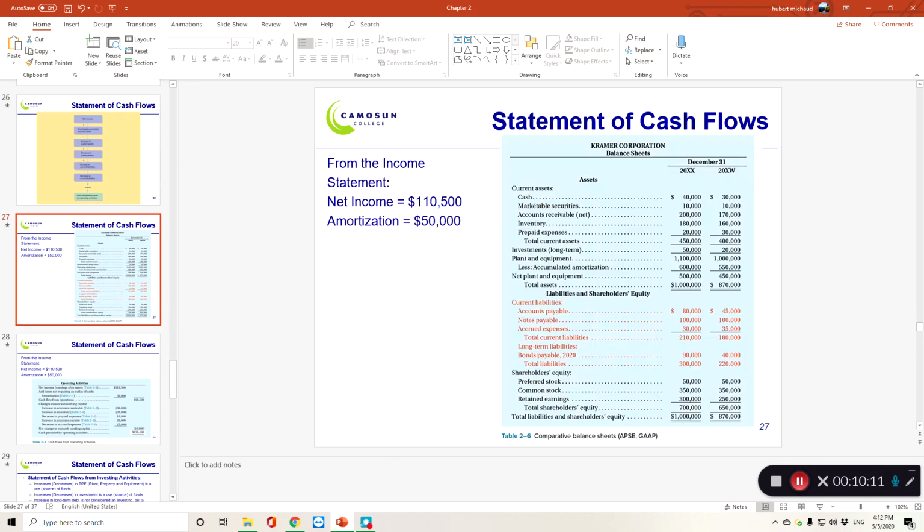Okay, sorry. So if we look at this statement of cash flow here, there was net income and the amortization charge on the income statement.